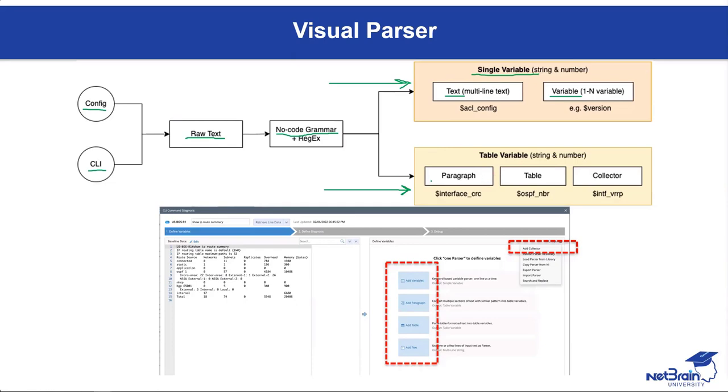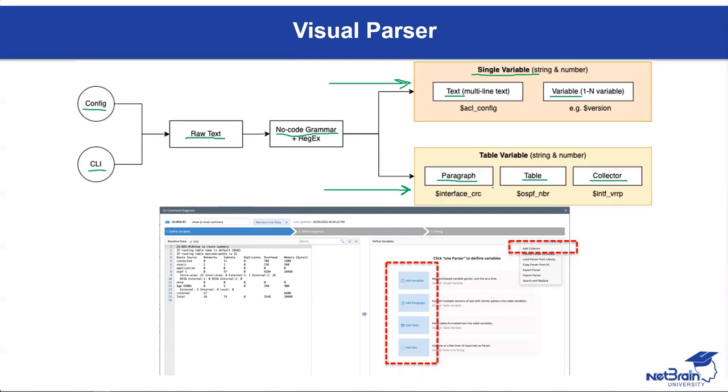And for the specific methods, there's paragraph, which is what we use when we might have repeating patterns of data, such as show interface, as we're going to use as an example here. Table parsing, which is what we use when there's a literal CLI formatted table, and collector parsing, which is what we use for log type output.